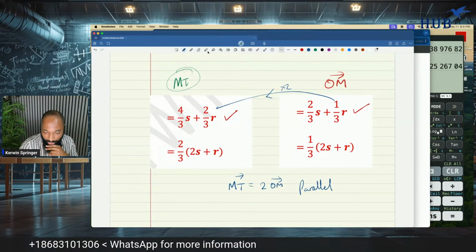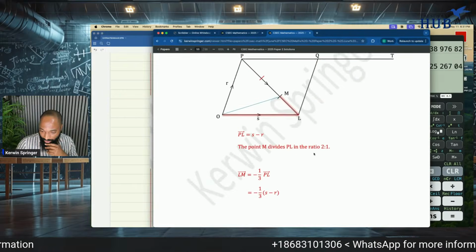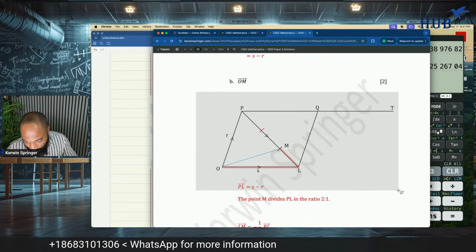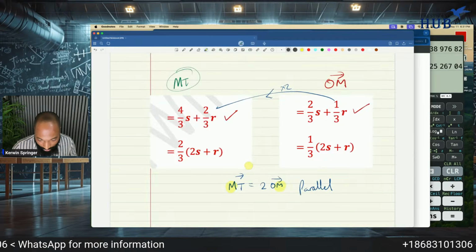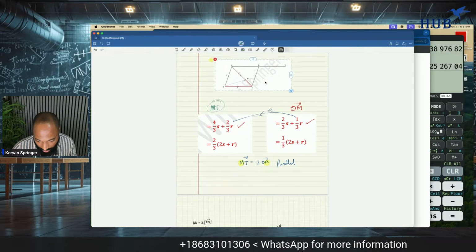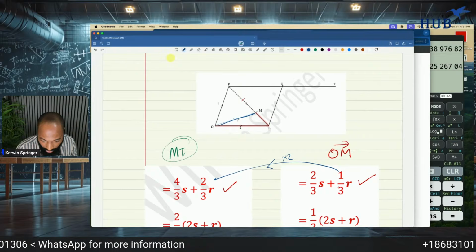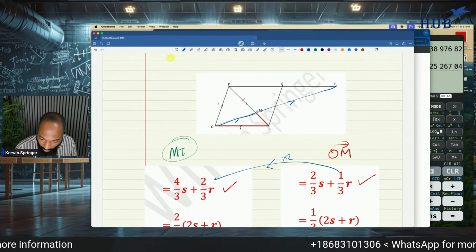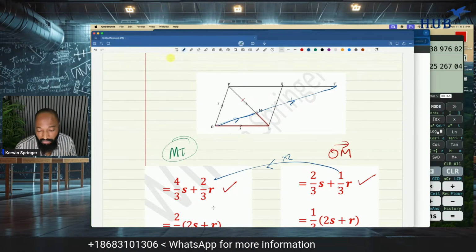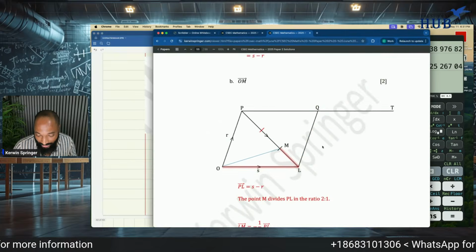And are they sharing a common point? Yes. Both of them are going through M. You can see it in the diagram as well. I need to snap the diagram to bring it on. But can you see it? OM and MT? That's OM, and this is MT. What we just found is that MT is actually 2 times OM. And they share the common point M, so that means they are collinear. So that's what I will literally write for the answer to collect the marks.